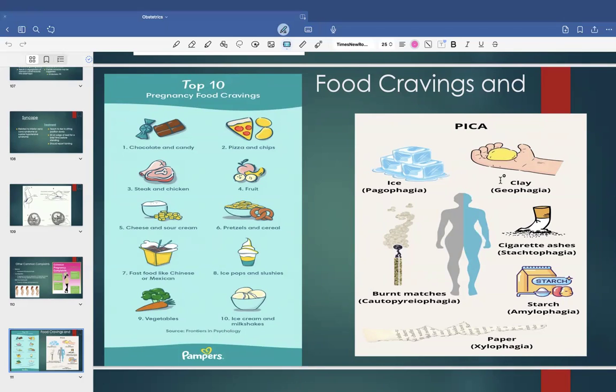And then the other end of the spectrum are the cravings that are not food, like clay, cigarette ashes, burnt matches, starch, paper. Common substances craved during pregnancy: the most common are dirt, clay, and laundry starch. Other cravings include burnt matches, charcoal, mothballs, ice, cornstarch, soap, sand, coffee grounds, baking soda, and cigarette ashes.